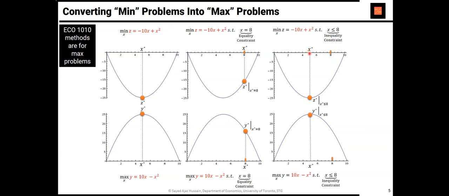The x star that minimizes z subject to x less than or equal to 8 is the same x star that maximizes y subject to x being less than or equal to 8. Again, simply multiply the objective by minus 1. So now that we know how to turn min into max problems, let's roll.